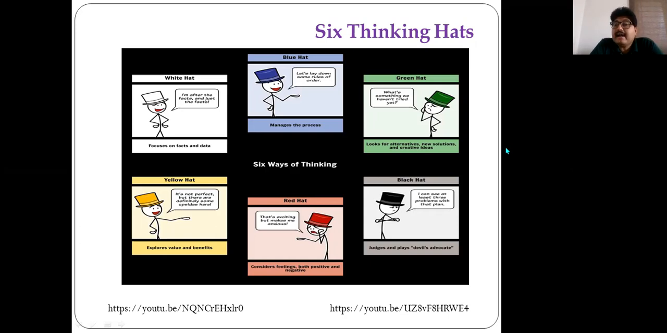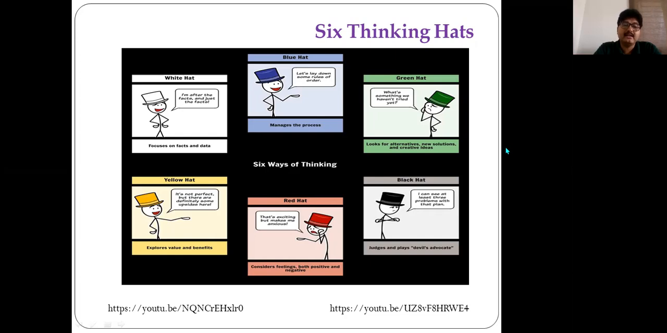When you come to the green hat, it is the person who looks for alternate solutions, new ideas or creative ideas: if there is something we have not tried, or whether it is possible to have another way of attending to this problem or solution. This person always looks in a positive way to find different alternative solutions. This is about the green hat.